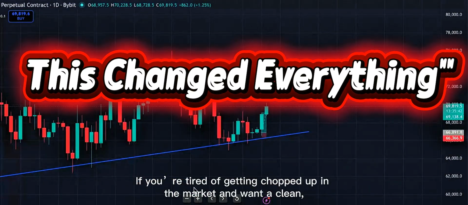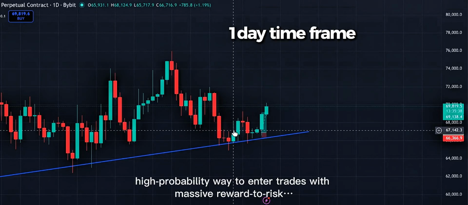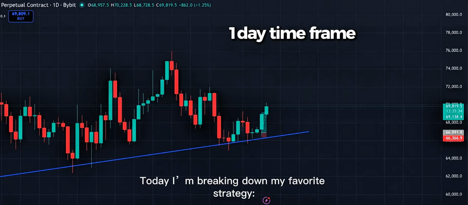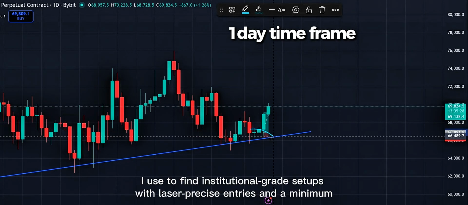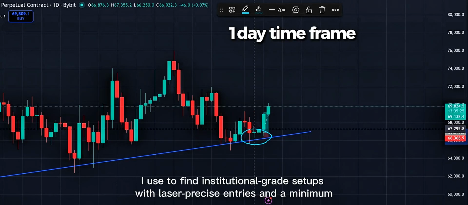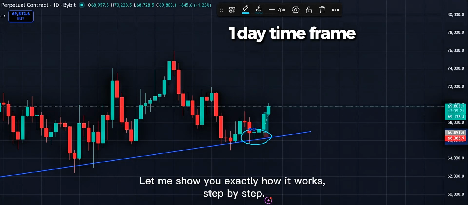If you're tired of getting chopped up in the market and want a clean, high-probability way to enter trades with massive reward to risk, you're going to love this. Today I'm breaking down my favorite strategy, the Timeframe Confluence Strategy, the exact method I use to find institutional-grade setups with laser-precise entries and a minimum 1-3 risk to reward. Let me show you exactly how it works, step by step.